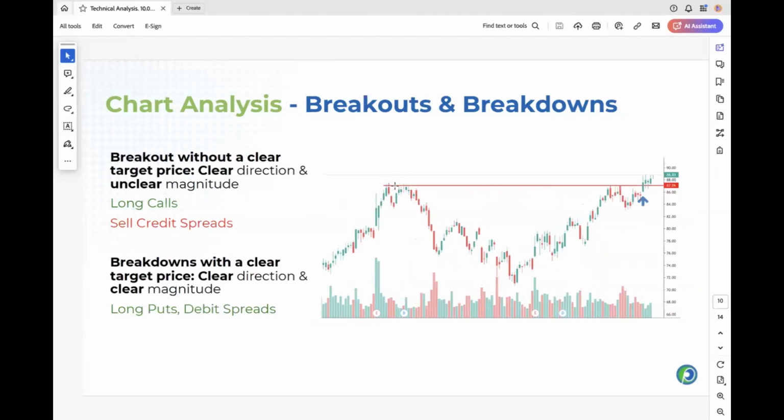This was considered an area of resistance. It was tested here. Again, here it failed, but then it broke above. And that's what we call a breakout. So our trend is in motion until evidence suggests otherwise. This is our evidence suggesting otherwise.